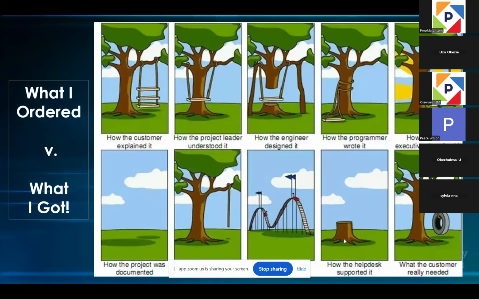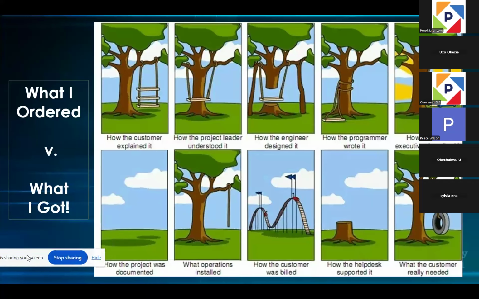I love this image. I got it from my Oga, and I always use it for all my presentations. So this is basically a project for you. A customer says, this is what I want. The project leader says, this is what I understood. This is what the engineer designed. This is what the programmer wrote. This is how the sales team described it. This is how the project was documented. This bit is very important.